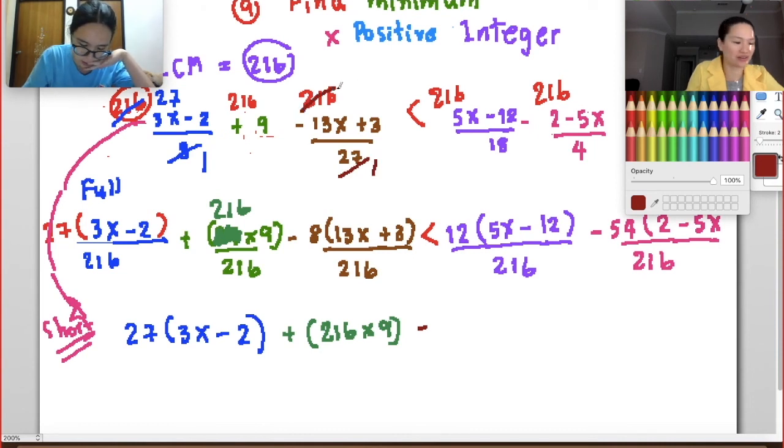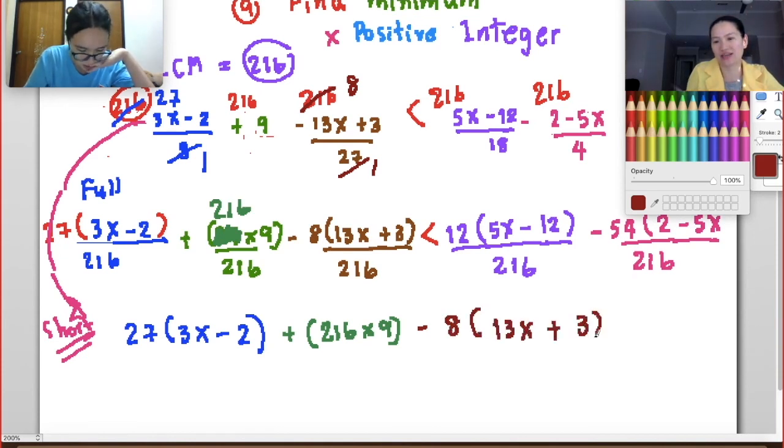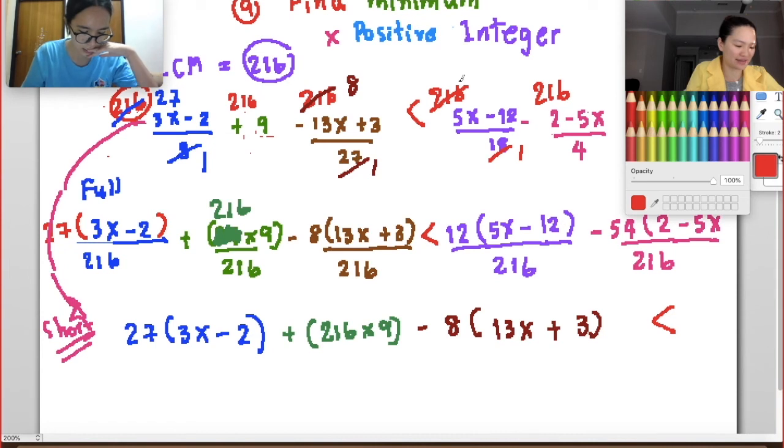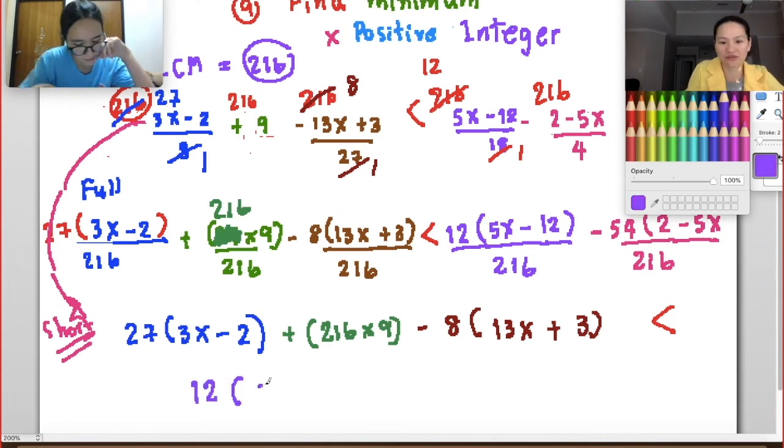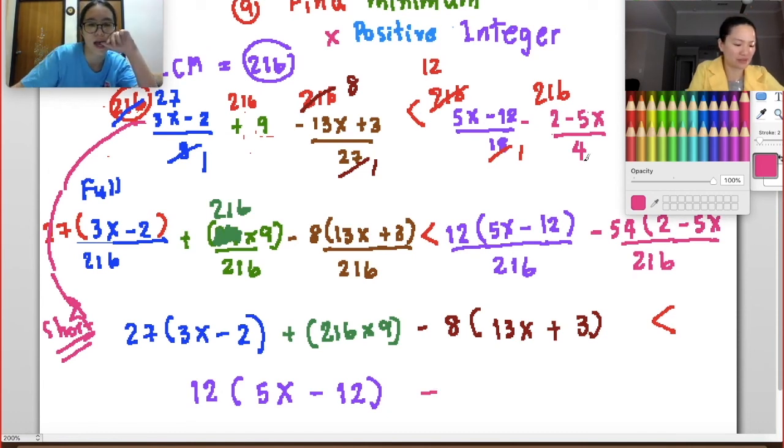27 divided by 216 is 8. So it's minus 8 multiplied with 13x plus 3 is less than. Next one, 216 divided by 18 is equal to 12. So in this term, it's 12 multiplied with 5x minus 12, and then minus 216 divided by 4 here.